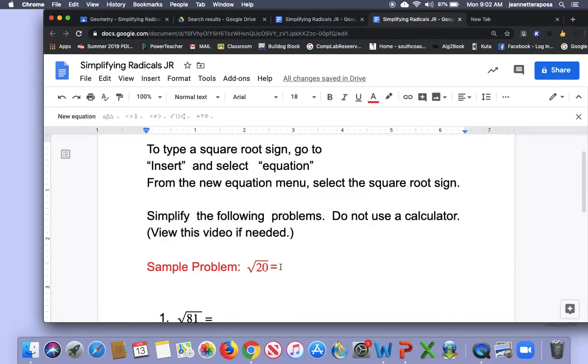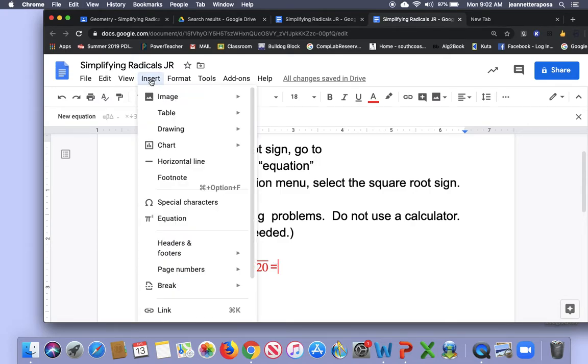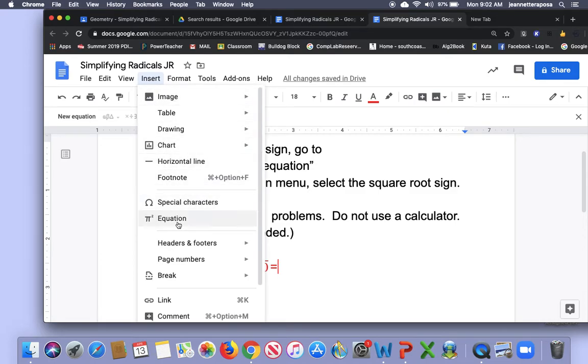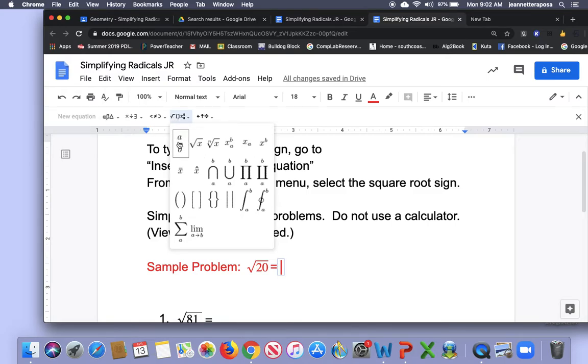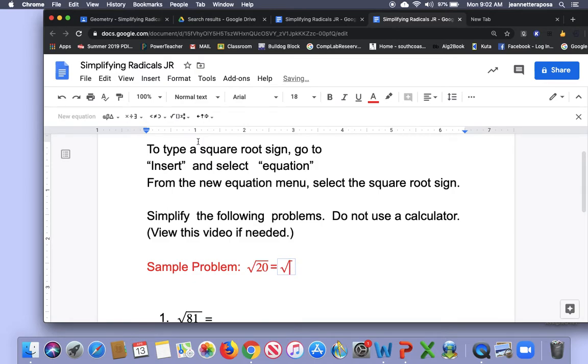To do that, I click here where I put my answer in. I go to the top where it says Insert, and from there choose Equation to insert an equation. As soon as I do that, I see these options show up here at the top. I'm going to choose the one that has the square root sign. There's also the option to make a fraction there. I'm going to choose the square root sign, and now I can type in the square root of 4.